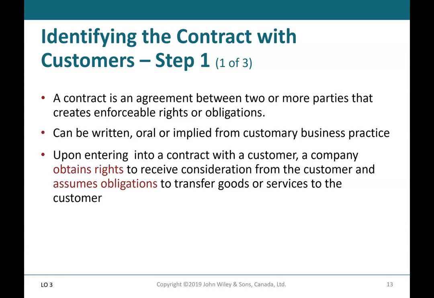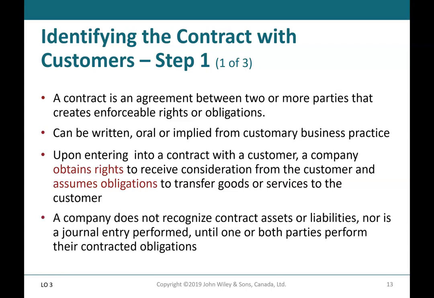Upon entering into a contract with a customer, a company obtains rights to receive consideration from the customer and assumes obligations to transfer goods or services to the customer. A company does not recognize contract assets or liabilities, nor is a journal entry performed, until one or both parties perform their contracted obligations.